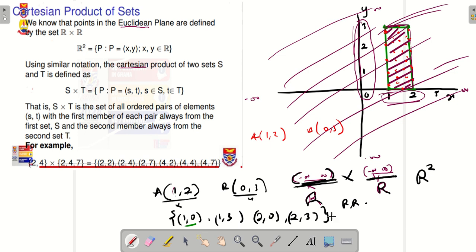Remember that this is not the only set: (1, 0), (1, 3), (2, 0), (2, 3). That is not the only set, but we are assuming that we are picking only integers.